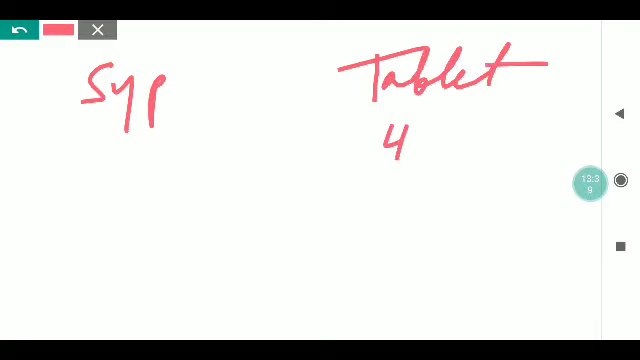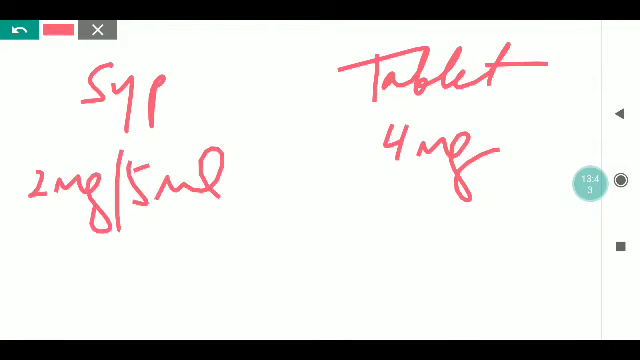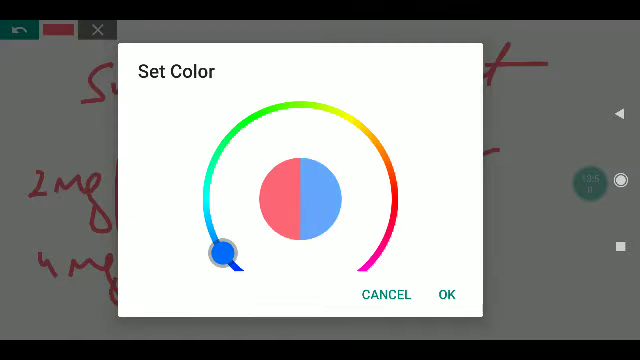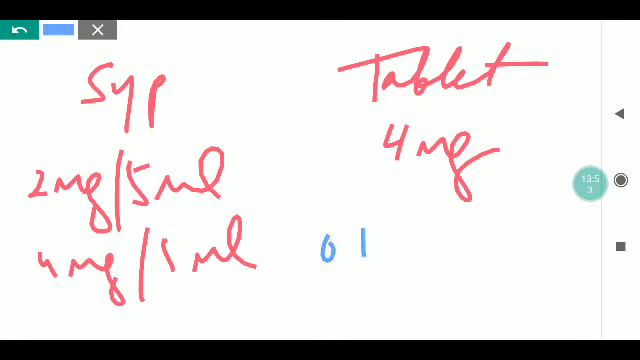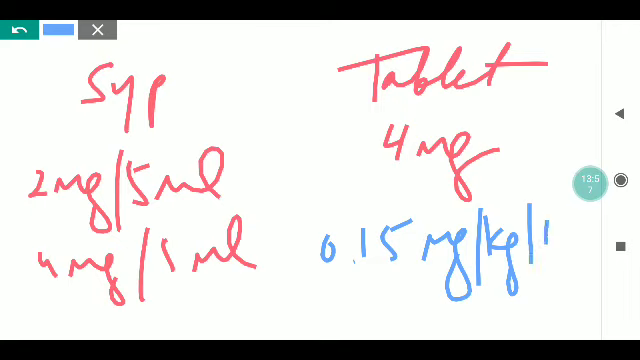The tablet Emeset is available as 4 mg and the syrup is available as 2 mg per 5 ml as well as 4 mg per 5 ml syrups. And the dosage of Emeset to be given in children is 0.15 mg per kg per dose. So, the dosage to be given is 0.15 mg per kg per dose, and it is available in different formulations, namely syrup and tablet. Tablet is available as 4 mg and syrup is available as 2 mg per 5 ml and 4 mg per 5 ml.